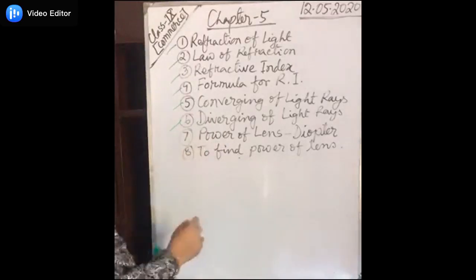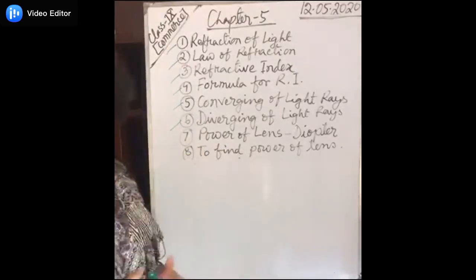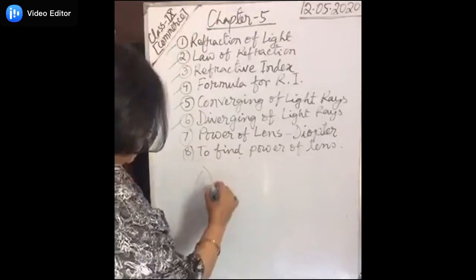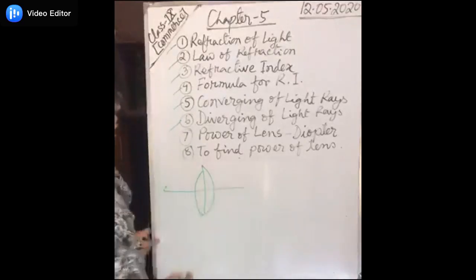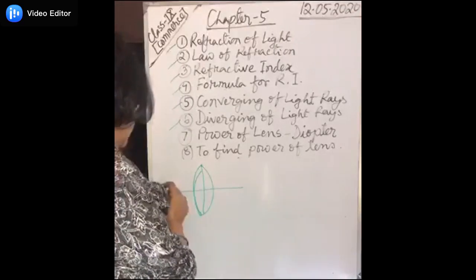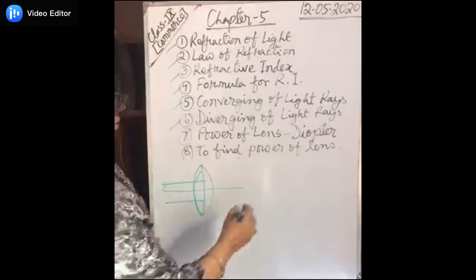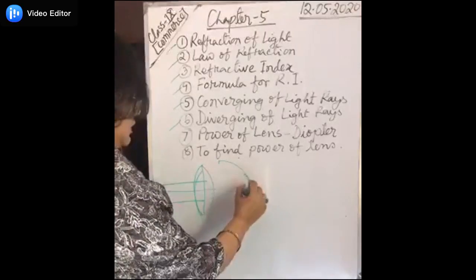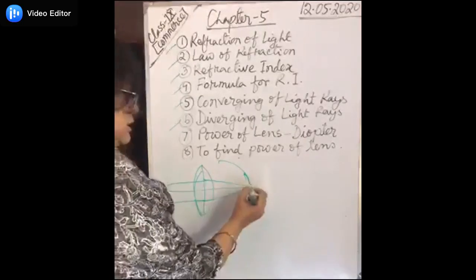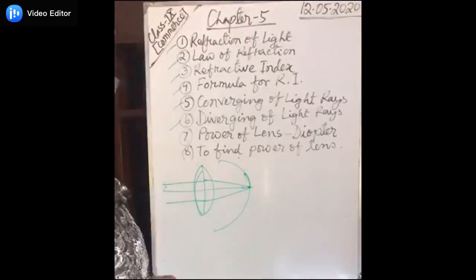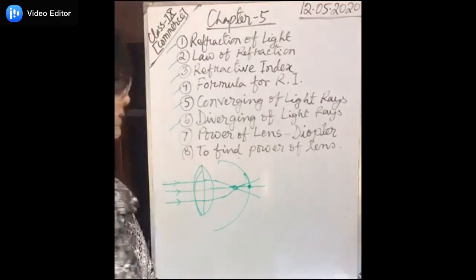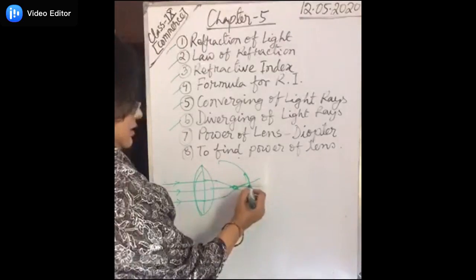Our next term is power of lens. What is power of lens? The converging and diverging capacity of the lens is called power of lens. Suppose this is the lens inside our eye, and light rays are falling from the object in this way. If the retina of the eye is here, then for a normal eye the converging power will bring the focus to a point on the retina. A normal eye can see the object clearly when the focal point is on the retina.